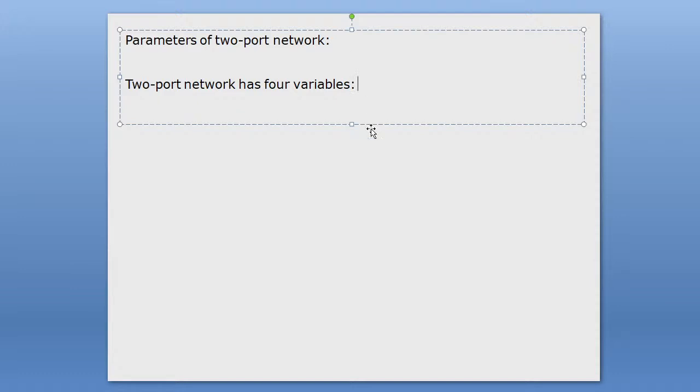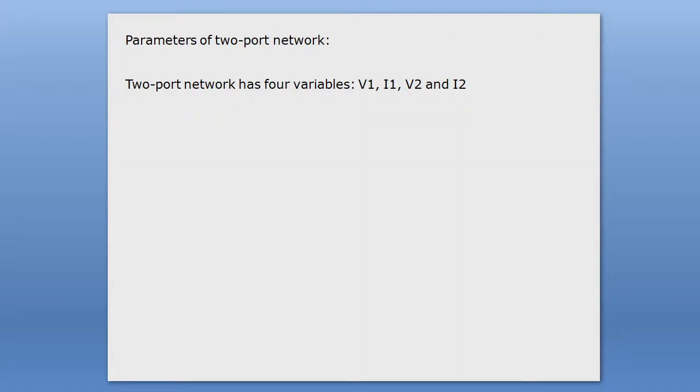You just tell me the names of these 4 variables. The input voltage V1, input current I1, output voltage V2 and output current I2. Okay, V1, I1, V2, I2. V1 and I1 are associated with the input port, and V2 and I2 are associated with the output port. So a two-port network has a total of 4 variables.